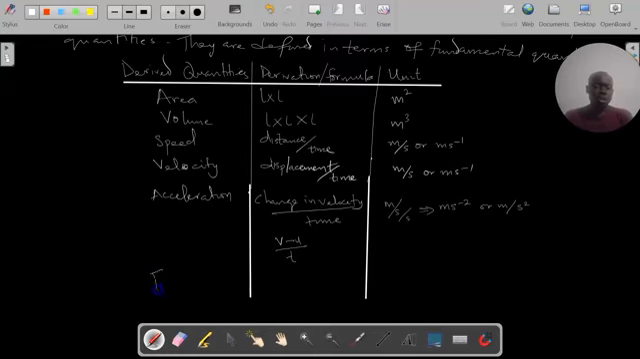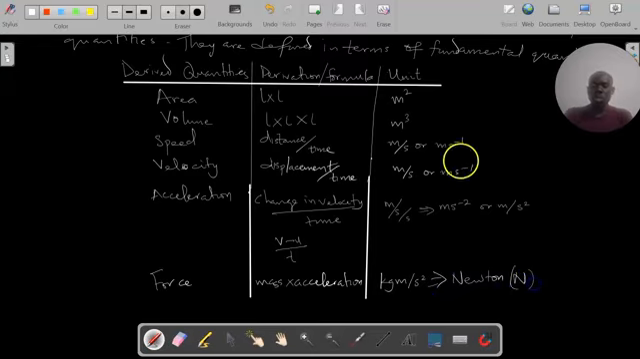Let me add more. We can talk about force also. Force is simply mass multiplied by acceleration. Mass is in kilogram, acceleration is in meter per second squared. We don't normally use this, although if the question asks you to represent force in terms of basic units, you will make use of this. But what this implies is Newton. So the unit that is normally used is Newton.